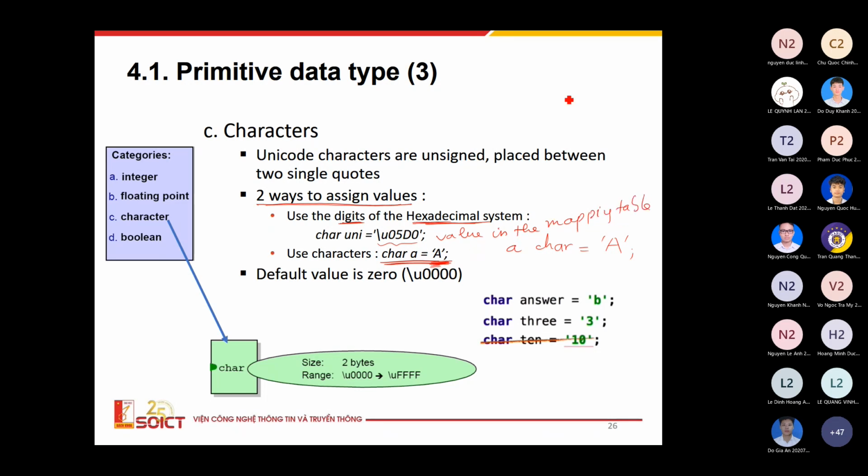You search in the mapping table. For example, A is 0010, just as an example. B is 0011. C is 00100. For example, like this. So you will have to search in the mapping table, and you know the numeric number corresponding to this character, and you write it down here. And when you write it here, you have to convert to the hexadecimal system.